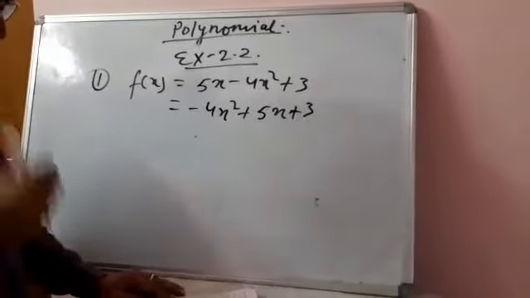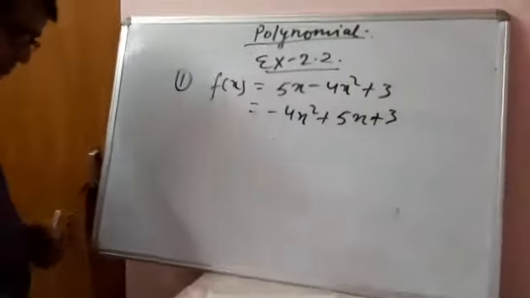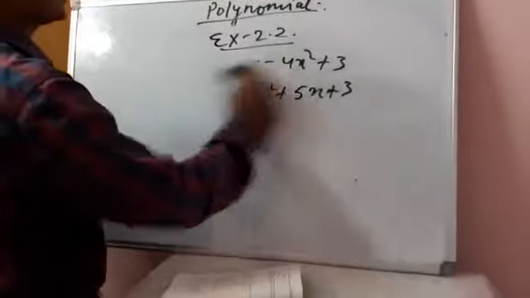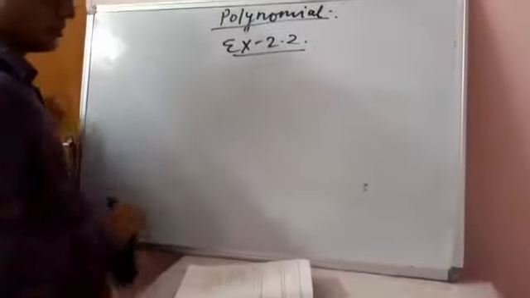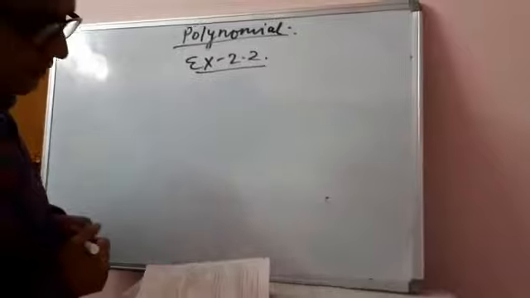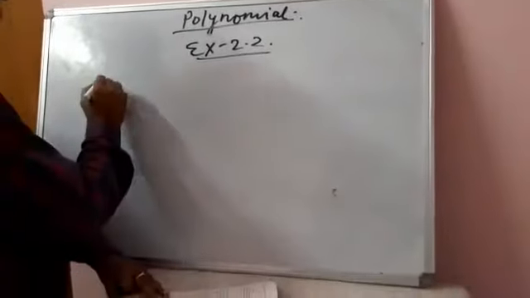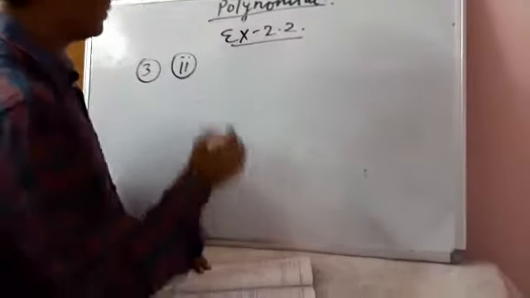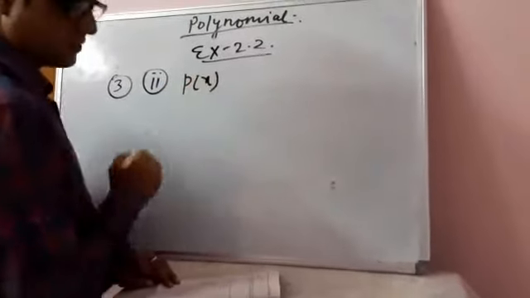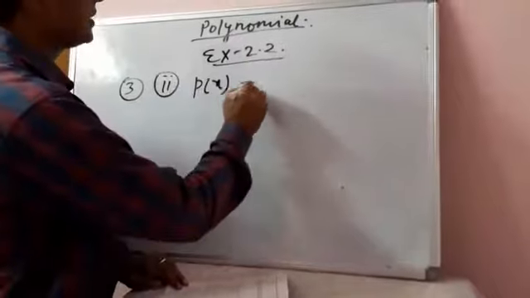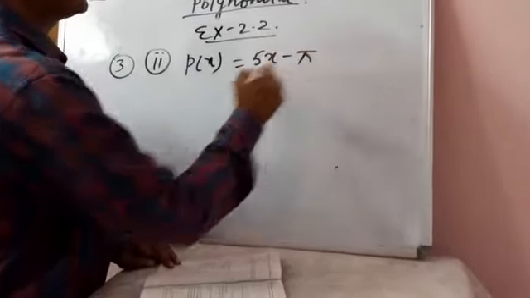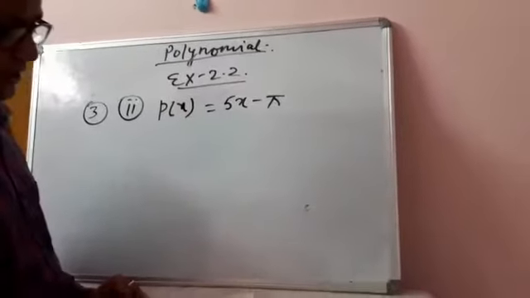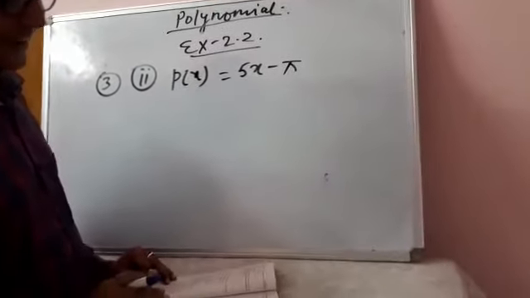I feel we'll deal with a few questions. Question number 1 and 2 are both similar questions, so I am leaving these for you all. Question number 3, second part. A polynomial is given. Here it is given p(x) is equal to 5x minus pi. In question number 3, what we need to check is to verify whether the following are zeros of the polynomial indicated against them.